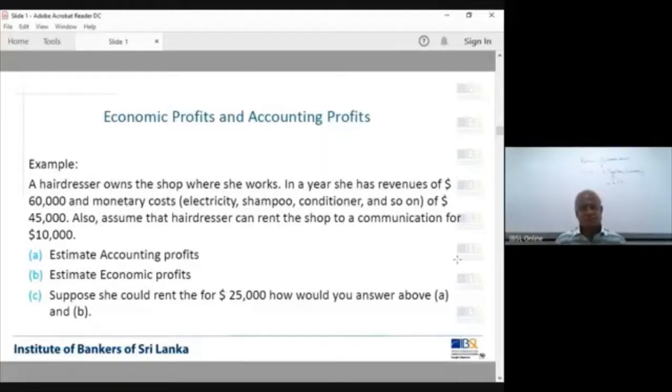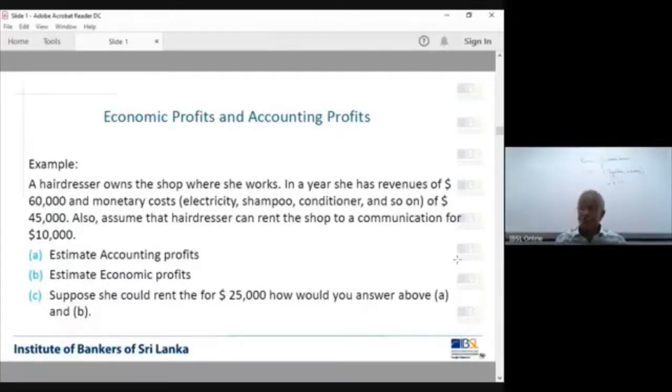Right. Estimate economic profit. When you calculate economic profit, revenue is 60,000, accounting cost 45,000, minus the opportunity cost of all factors of production. What are the factors of production? This building. What is the opportunity cost of the building? If you don't run the business, the next best alternative. If you rent this to a communication center, you can earn 10,000. So the opportunity cost of this premises is 10,000.